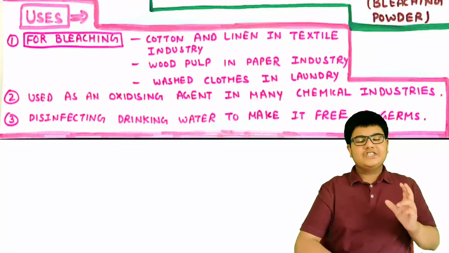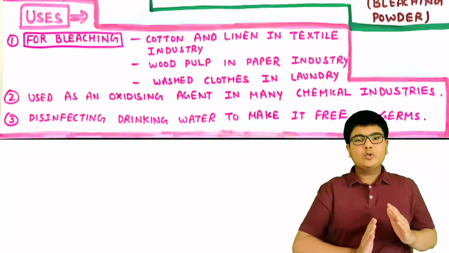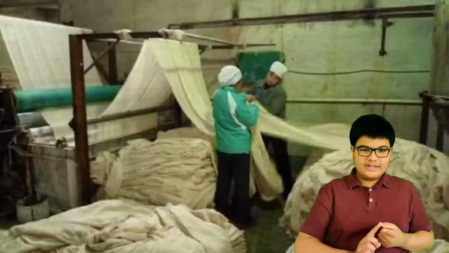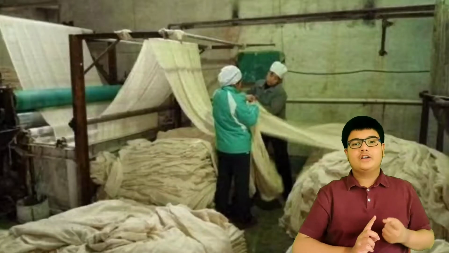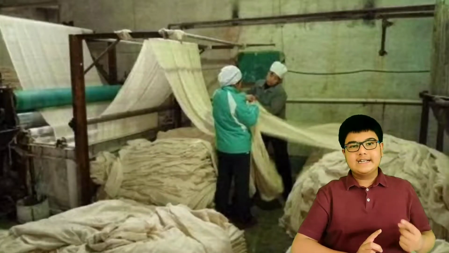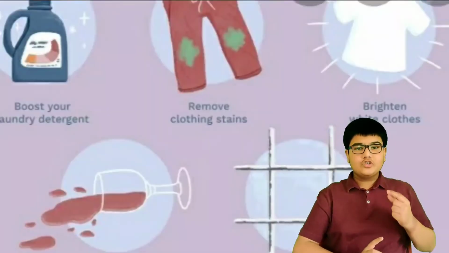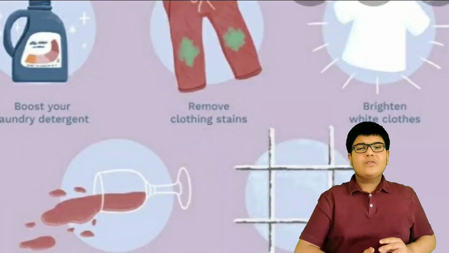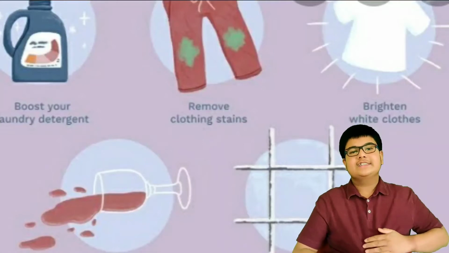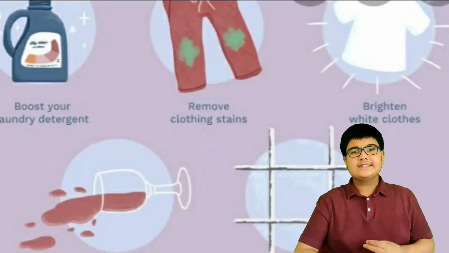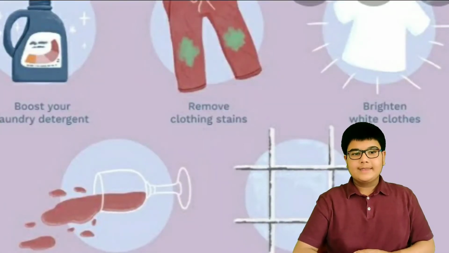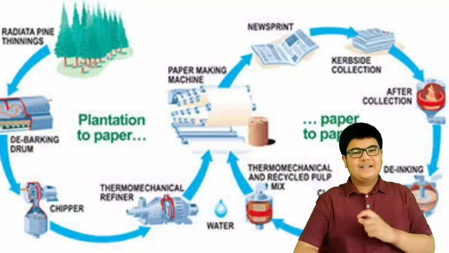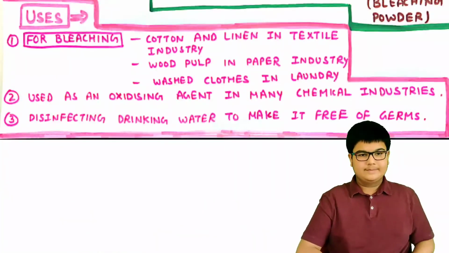So the word bleaching means that it is related to cleaning something. So bleaching powder is used for bleaching cotton and linen in the textile industry, and it is also used for bleaching the washed clothes in the laundry. So whenever we stain our clothes, then to remove those stains, bleaching powder is used. And also it is used for brightening the wood pulp for the paper industry, for the making of paper.